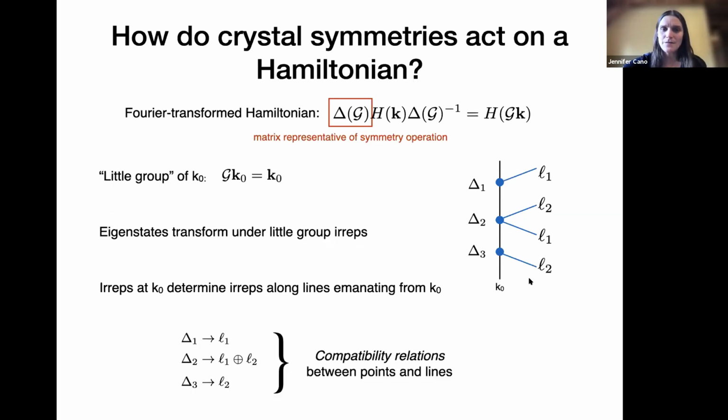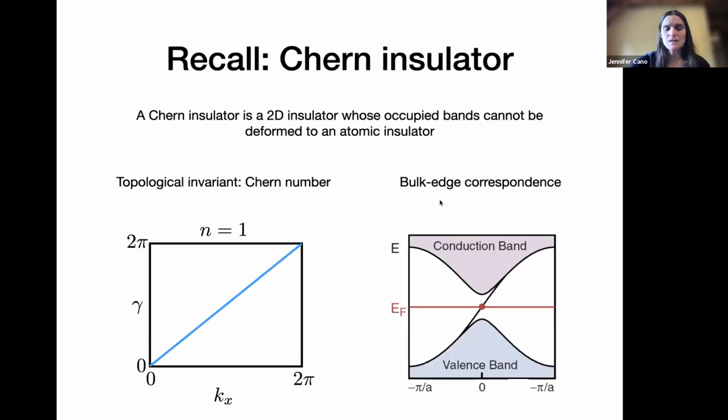And so we have a set of compatibility relations, which tells us if we know the irreps at any high symmetry K point, we automatically know irreps at the lines away from that K point because of these group theory relations, which tell me if I have an irrep of some group, then I know how it decomposes into irreps of any subgroup. So we can use this to label eigenstates of the wave function. And so this gives us some additional properties for surface states.